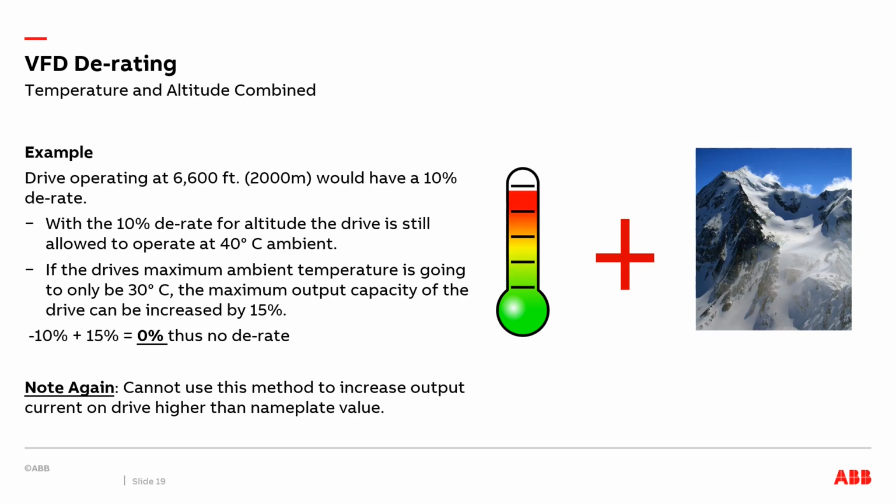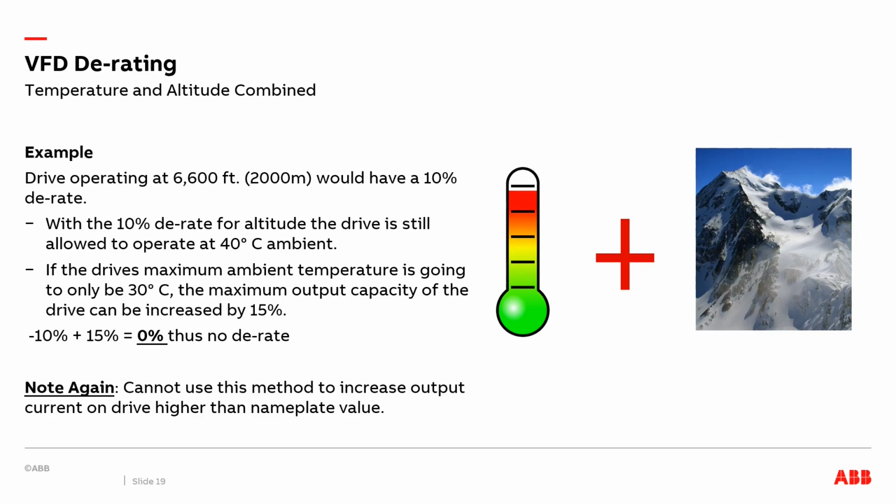So in our example here, our drive is going to be operating at 6,600 feet or 2,000 meters, and if we would just derate off altitude, we'd have a 10% derate. And we're assuming though that 10% derate came from that drive being allowed to operate at 40 degrees C in the ambient. If we know though that this drive's maximum ambient temperature is only going to be 30 degrees C, the maximum output capacity of that drive can be increased by 15%.